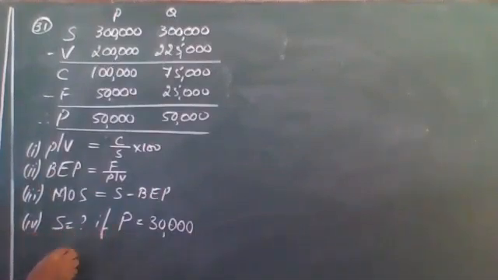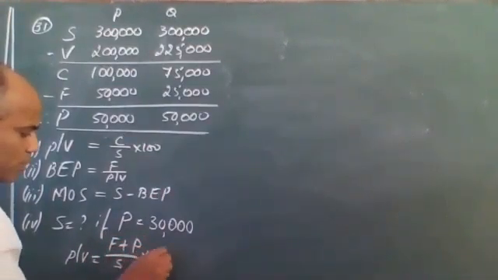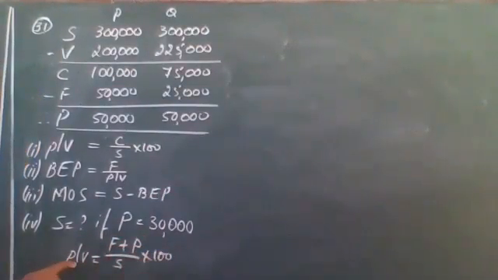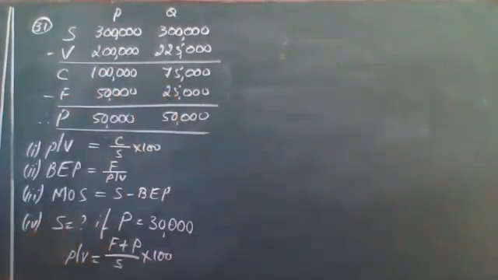And which formula are you going to apply here? PV ratio is equal to F plus P by S into 100. For F, you will take the respective fixed cost, 50,000 for this company, 25,000 for this company. Profit, both of them should get 30-30. Sales is what you have to find out. Don't copy the sales from here. Sales is what you need to find out. So the first 4 bits of the question will be done.